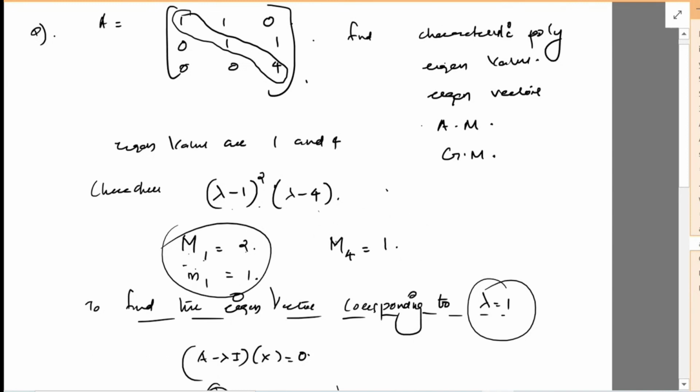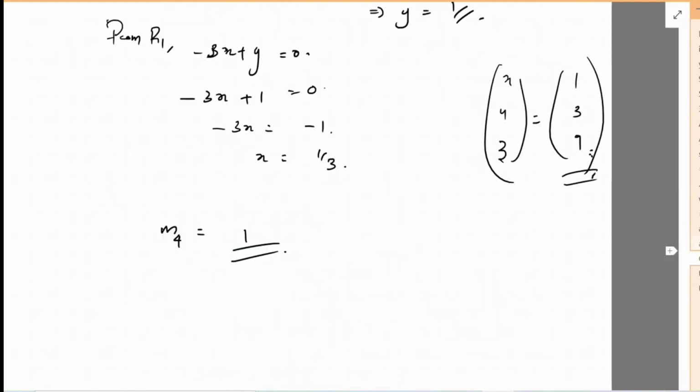So it need not be true that geometric multiplicity is the same as algebraic multiplicity. Here in this example, the geometric multiplicity of 1 is not equal to the algebraic multiplicity of 1. But there is a relation between geometric multiplicity and algebraic multiplicity. The geometric multiplicity is always less than or equal to the algebraic multiplicity.